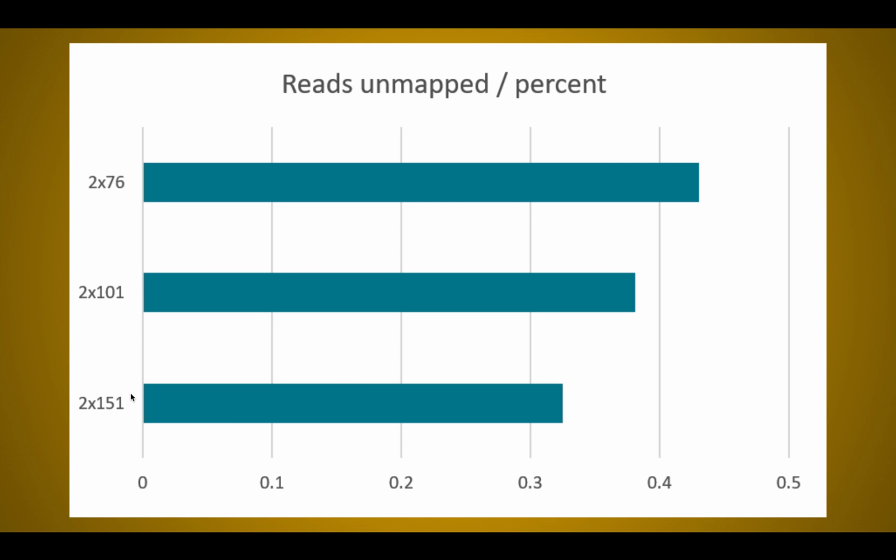This graph shows three different sizes: 76 base reads, 101 base reads, and 151 base reads. As you see, as the number of bases increases, as you have longer reads, the percent unmapped decreases. That means you're performing more successful alignment. Again, following that general principle, the more you know, the easier it is to align, and having these longer reads makes it easier to map to your reference genome.